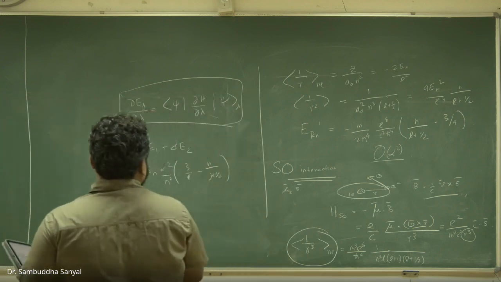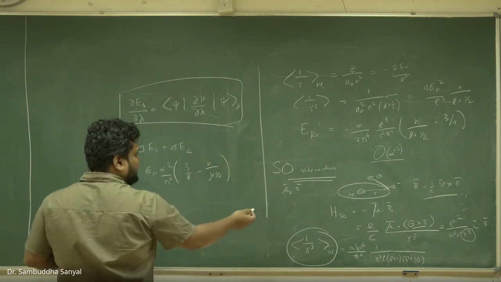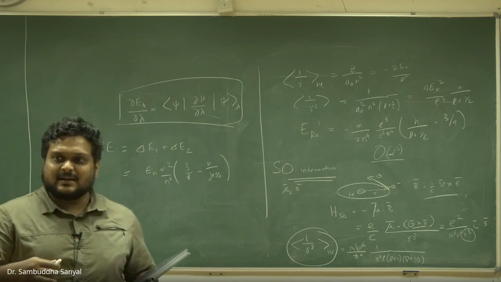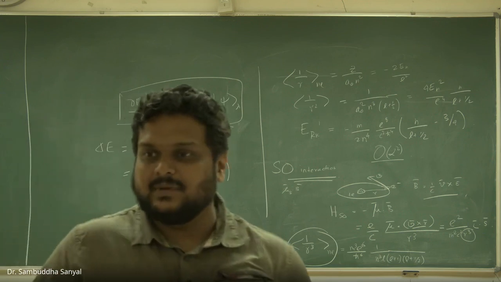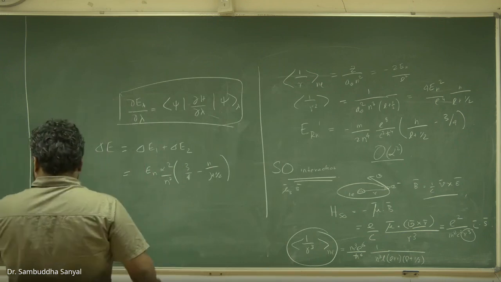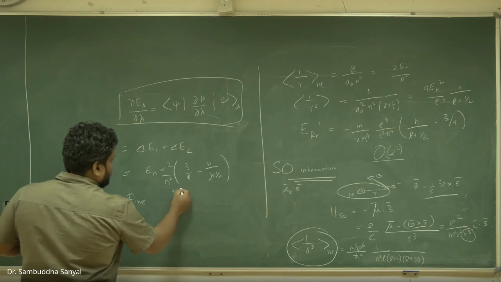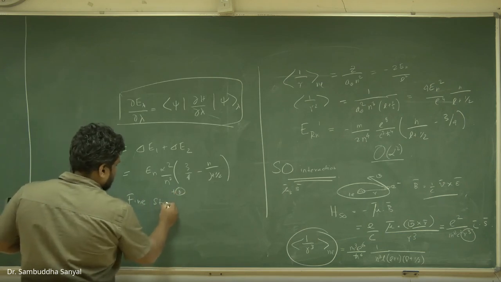And then tomorrow in the next class, on Monday, I will talk a little more about this. I didn't do it properly. I just asked you to read, but it is easy enough for you to read. You know all the basics. It's just applying them. And this is fine structure. This plus the Darwin term is the fine structure.